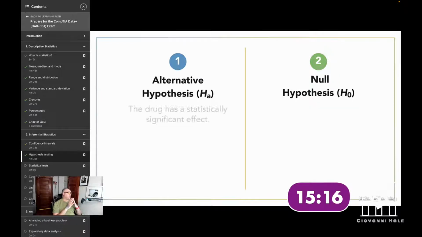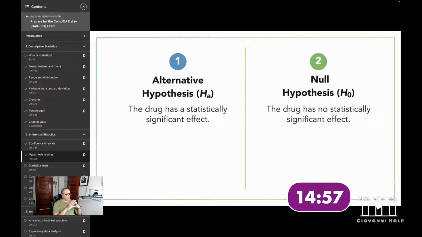Let me give you an example. Suppose that we're testing a new drug on a group of volunteers. Now, you want to identify whether the drug would be effective in the general population. We formulate our alternative hypothesis, the thing we're trying to prove, as the concept that the drug has a statistically significant effect on the population. Then our null hypothesis is that the drug has no effect on the population. We then work to disprove the null hypothesis to show that the drug works.